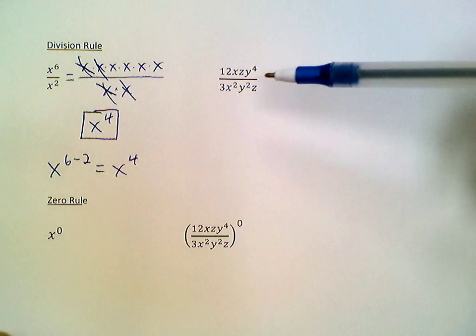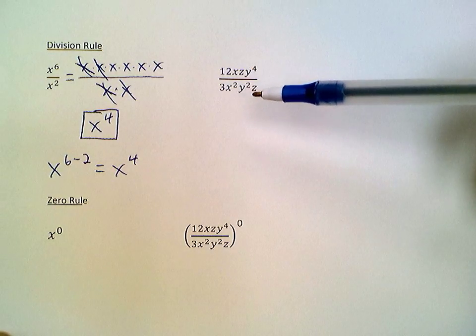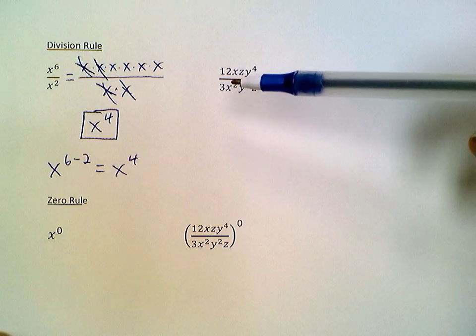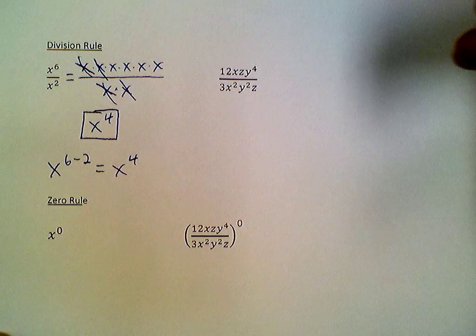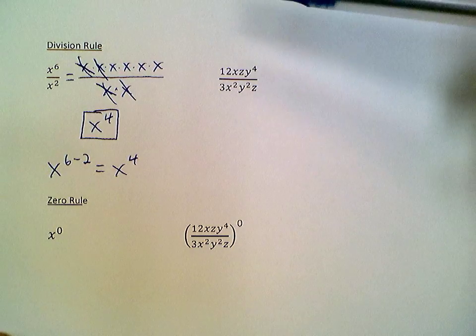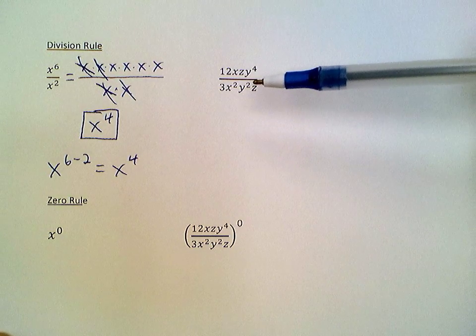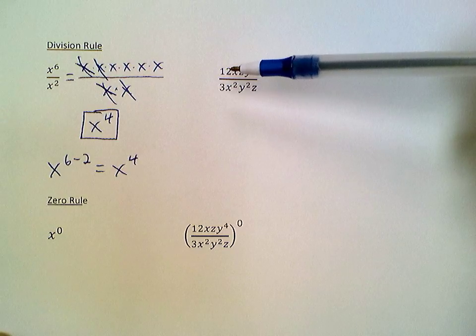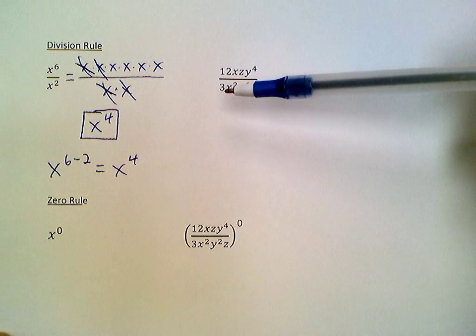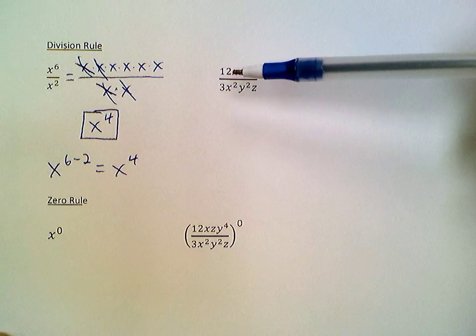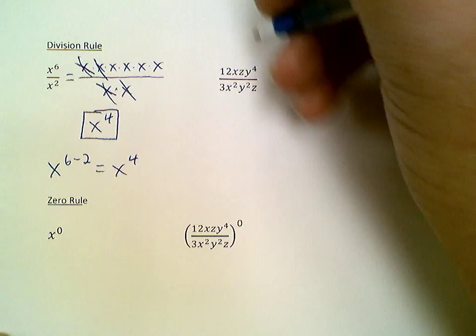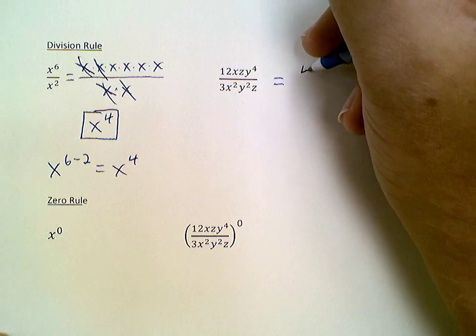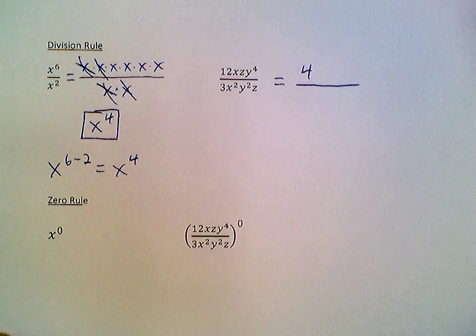So over here I have another example. It's a little more complicated because I've got several different variables and some numbers here, so we're just going to simplify this one step at a time. We'll start with the numbers. I've got 12 and a 3 as the coefficients. Now these are not exponents; they're just regular coefficients, so I don't subtract them. I'm just going to divide like normal. So 12 divided by 3 is going to leave me with 4 in the numerator.